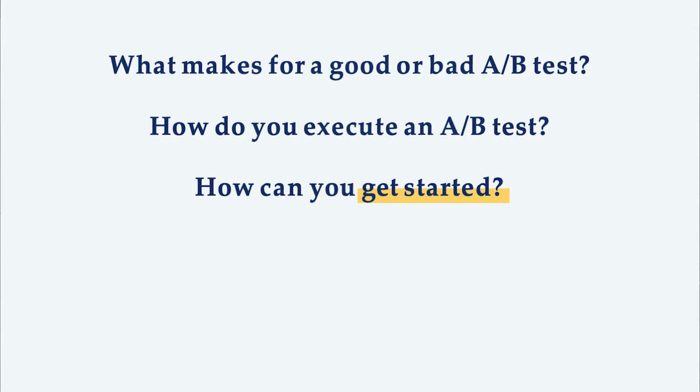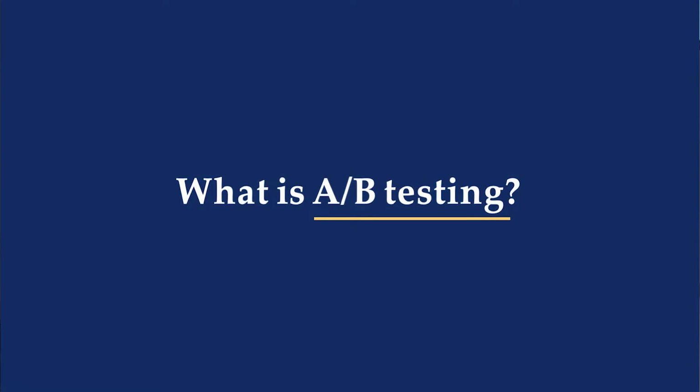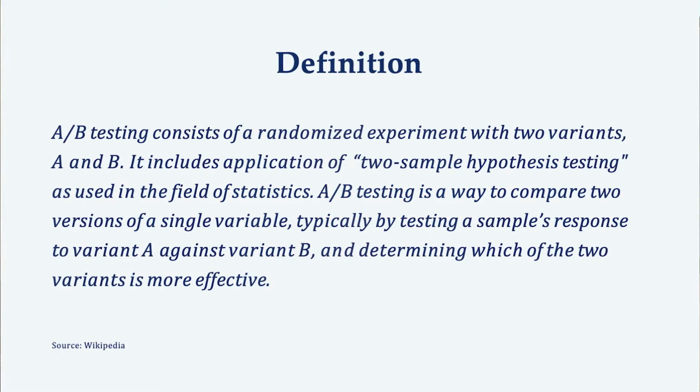All right. So let's start out with some basic definitions. What is A/B testing? Well, one definition, sourced in part from Wikipedia, is: A/B testing consists of a randomized experiment with two variants, typically an A and a B. It includes application of two-sample hypothesis testing as used in the field of statistics. A/B testing is a way to compare two versions of a single variable, typically by testing a sample's response to variant A against variant B, and then determining which of the two variants is more effective.